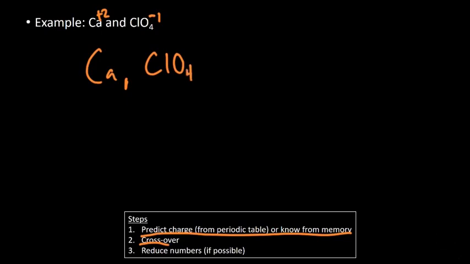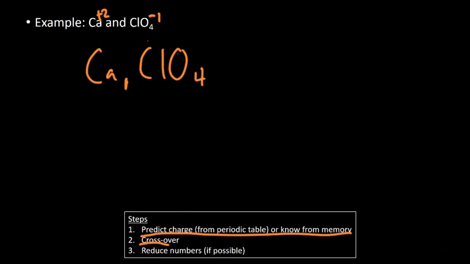Now here's where some people will get tripped up. Some people will put ClO2. But that's not right, because that's not ClO4. That's a new polyatomic ion. Instead, we need ClO4. We just need 2 of them. How do we do that? That's where we use parentheses.